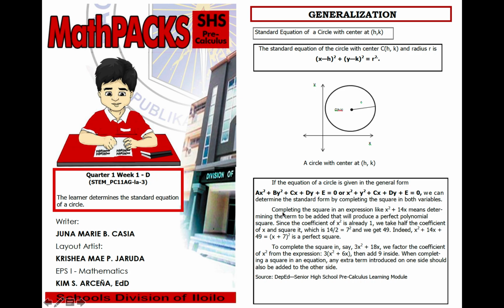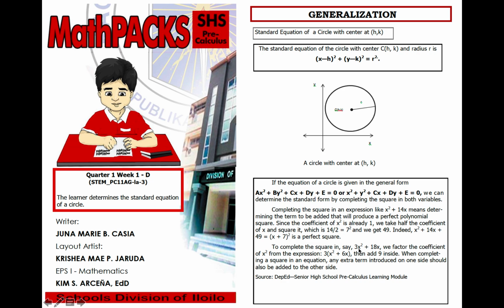So one of those processes would be completing the square, like x squared plus 14x, which means determining the term to be added that will produce a perfect square polynomial. Since the coefficient of x squared is already 1, we take half the coefficient of x and square it, which is 7 squared, and we get 49. So to complete the square, this becomes x squared plus 14x plus 49, which gives you (x plus 7) squared, a perfect square. Okay?